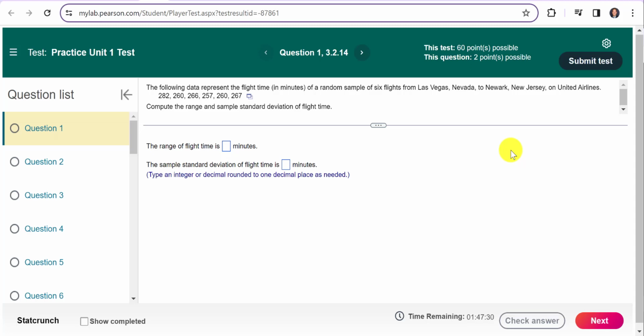Hi, this is Dan. I'm going to go through the practice exam over Unit 1. Obviously, there might be some different ones than what you see here because the questions are scrambled or pooled. So I would suggest going through the exam at least 2 or 3 times so you can get a feel for all the different types of problems.